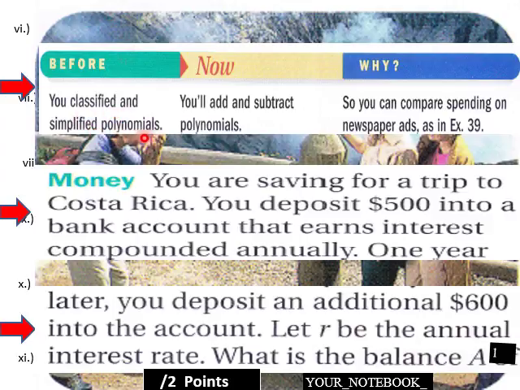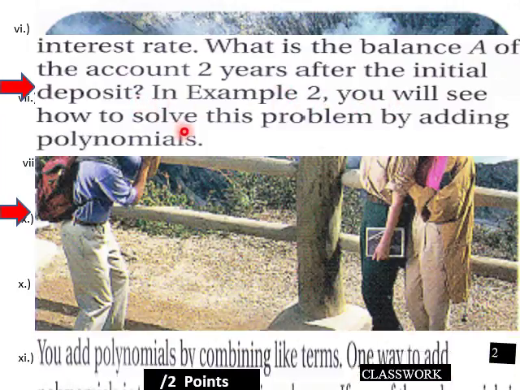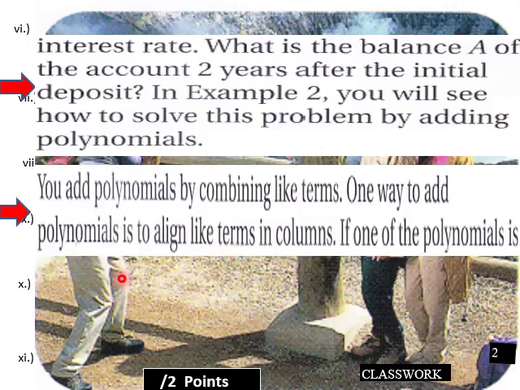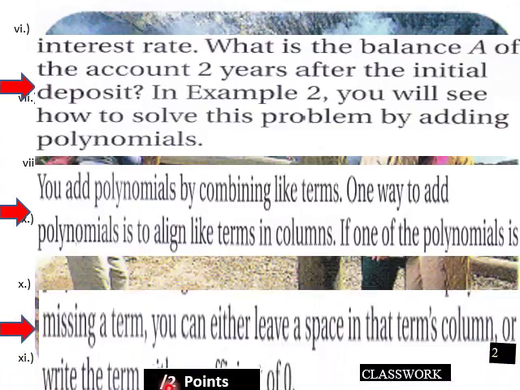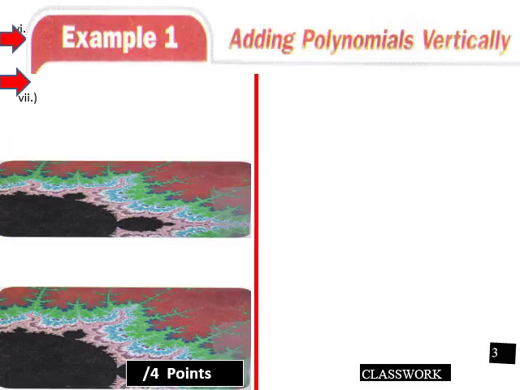You classified and simplified polynomials. Now you'll add and subtract polynomials. So with the interest rate, what is the balance A of the account 2 years after the initial deposit? In example 2, you will see how to solve this problem by adding polynomials. You add polynomials by combining like terms. One way to add polynomials is to align like terms in columns. If one polynomial is missing a term, you can either leave a space in the terms column or write the term with a coefficient of 0. And we'll see how to do that in this lesson.